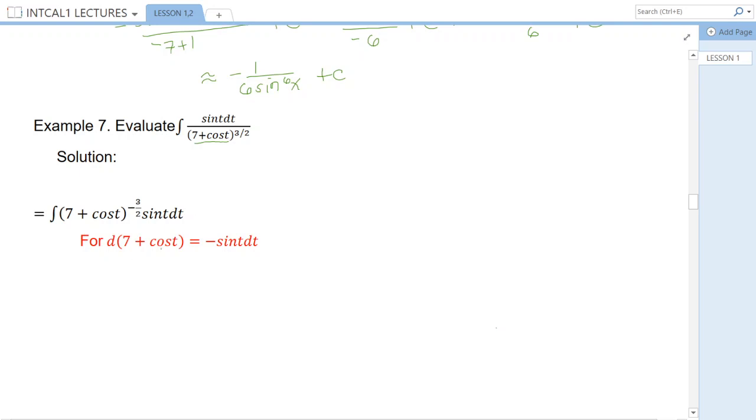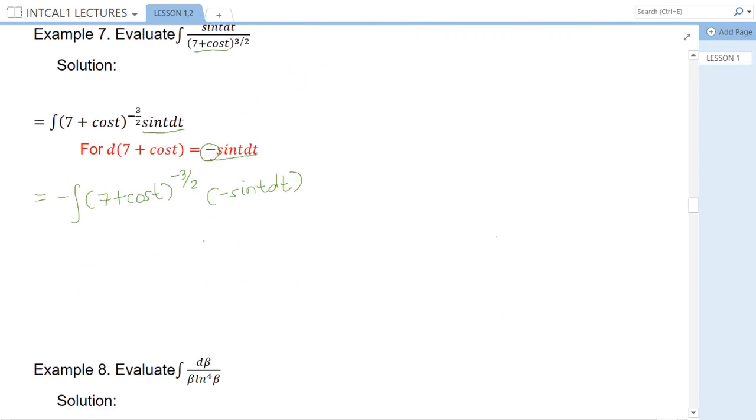Since the differential of 7 plus cosine t is negative sine t, and the differential of 7 is of course 0, this one doesn't satisfy the equation, because we have sine t dt and it should be negative. So let us manipulate again: multiply by negative and divide by negative. Rewriting the original equation, that is negative the integral of 7 plus cosine t raised to negative 3 halves times negative sine t dt. Okay, so it now satisfies the equation.